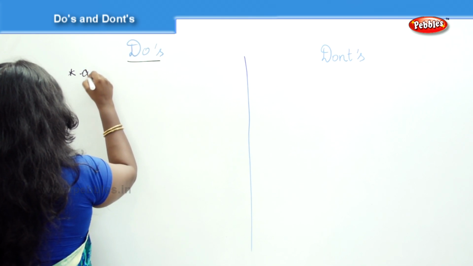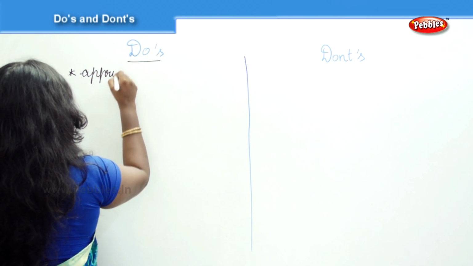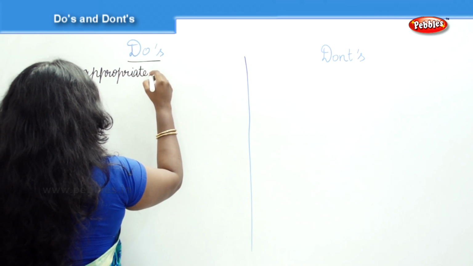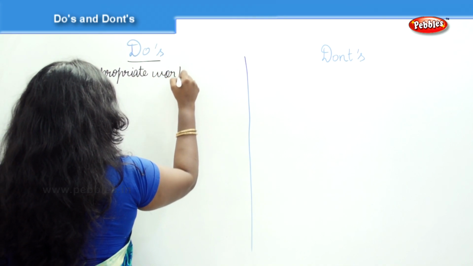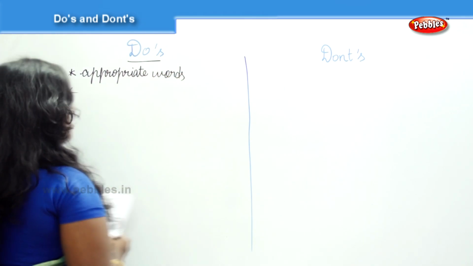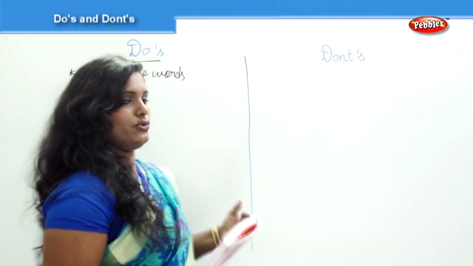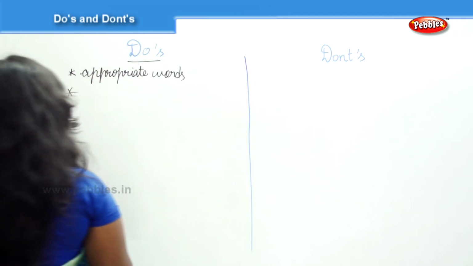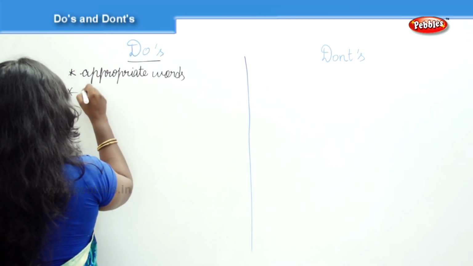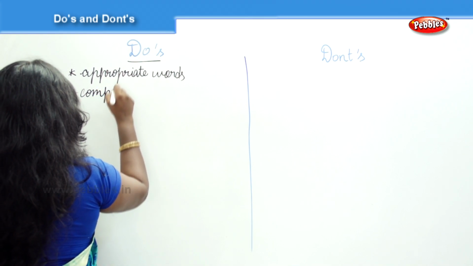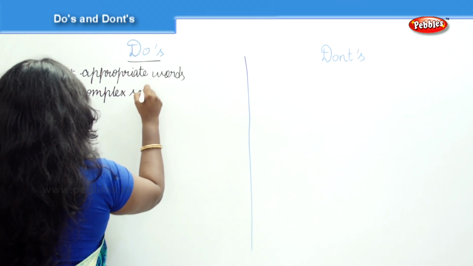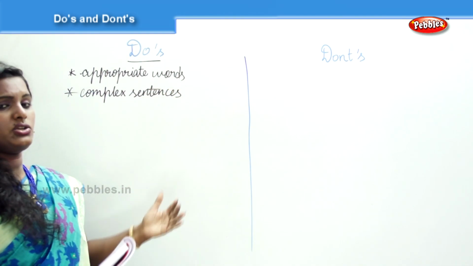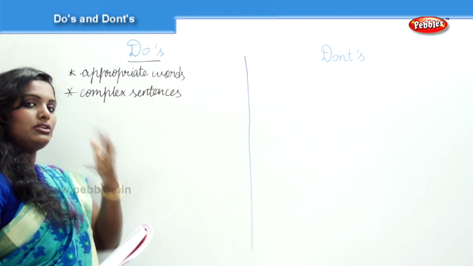Use appropriate words. Please go through the graph twice or thrice before you start writing, and then make sure you use the appropriate words to describe whatever your graph is showing. Try to use complex sentences. Try avoiding only simple sentences. A variety of sentences would definitely add more value to your answers.